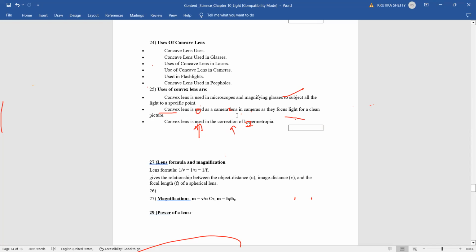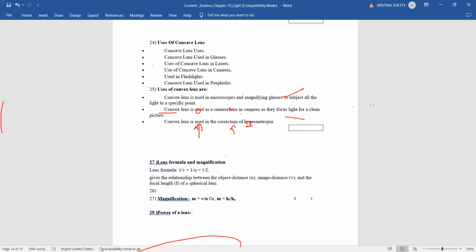Convex lens is used in cameras. Again, convex lens is used in the correction of hypermetropia. Two types of eye defects are there, hypermetropia and myopia. In one case they will use convex lens, and in the other case they will make use of concave lens. So these are the uses of concave and convex lenses.